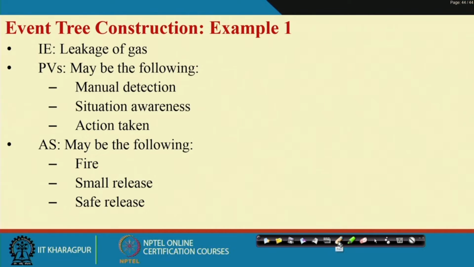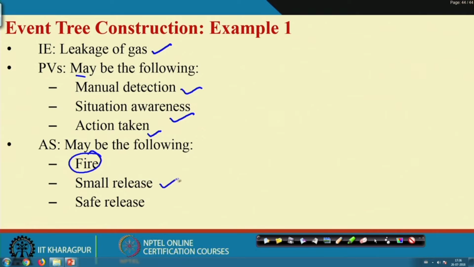So, now let us see. The initiating event is leakage of gas. What are the PVs? Manual detection, situation awareness, and actions taken. This is what the system has given; there is no automatic detection. What are the accident scenarios? There can be fire, there can be a small release, there can be a safe release.